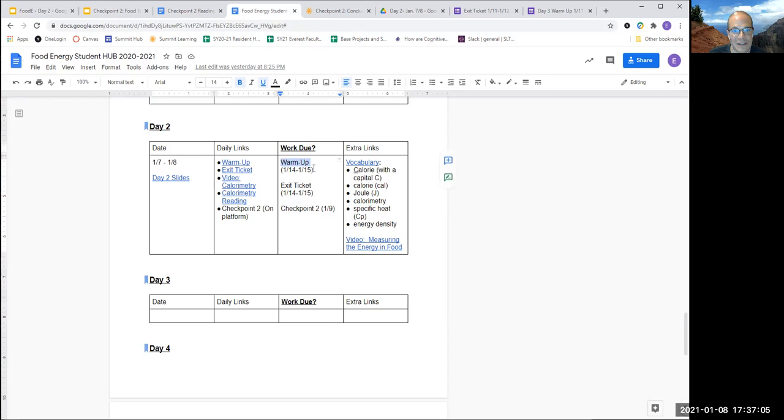Here's the due dates for the warm up and the exit ticket. Again, it's 1 week that you have to complete those. But then here's the due date for checkpoint 2 being January 9th. And then the extra links to the vocabulary. And there's another video that goes into a little bit more detail about how we actually measure energy in food. And then finally, there'll be a link to this video in our Project Hub, which hopefully you've been able to access.